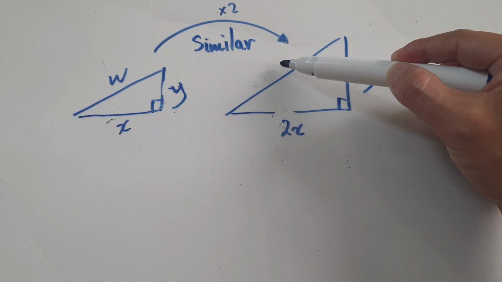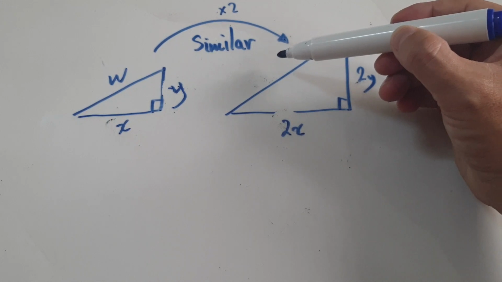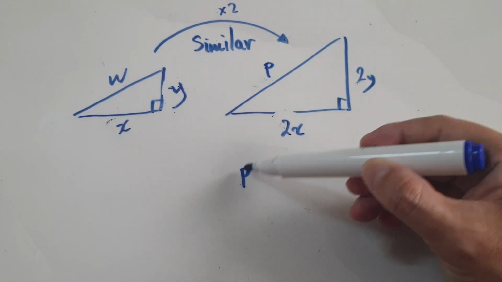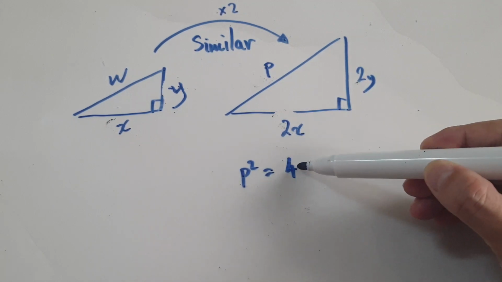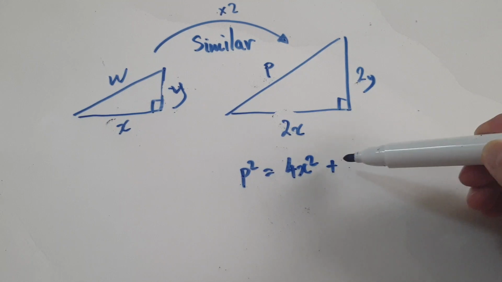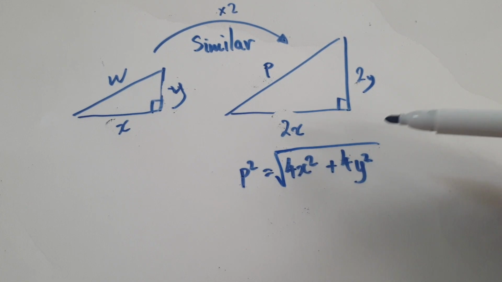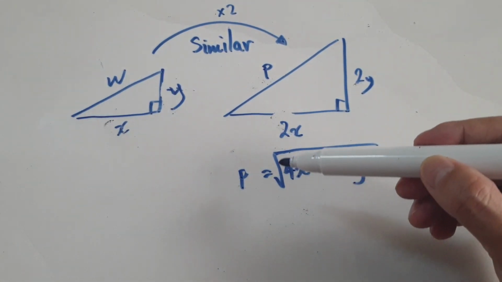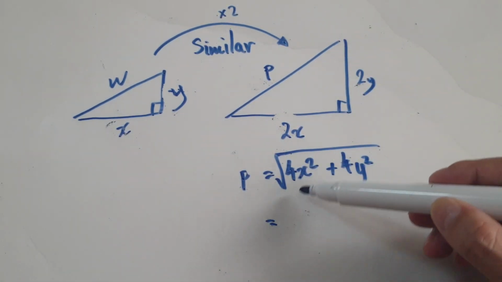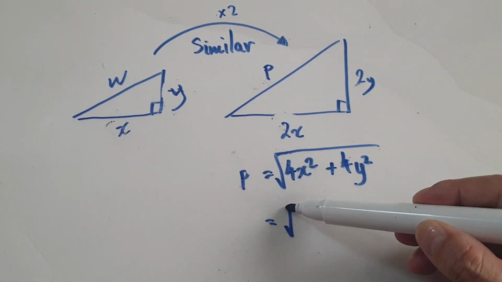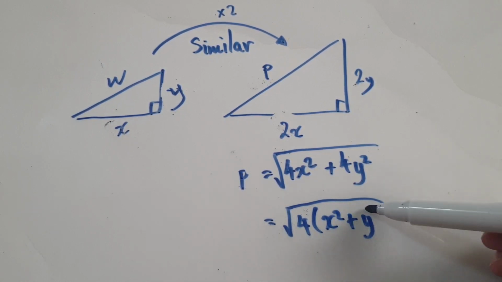Use Pythagoras to work out this diagonal length. So let's just call it p. So p squared equals this thing squared, which will be 4x squared. This thing here will be 4y squared. So p is really the square root of that. Now, to see how much it grows by, you need to do this. Factor out the 4, so that would be 4 bracket x squared plus y squared.